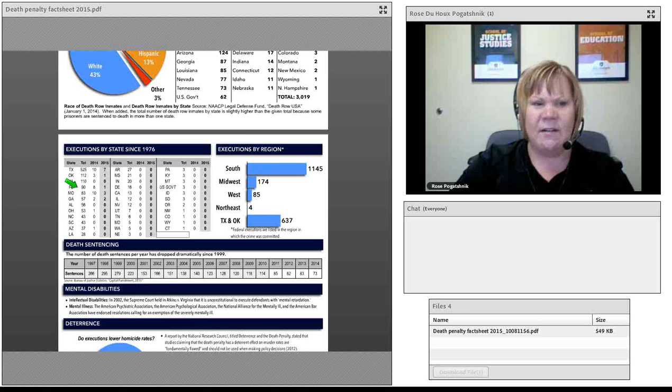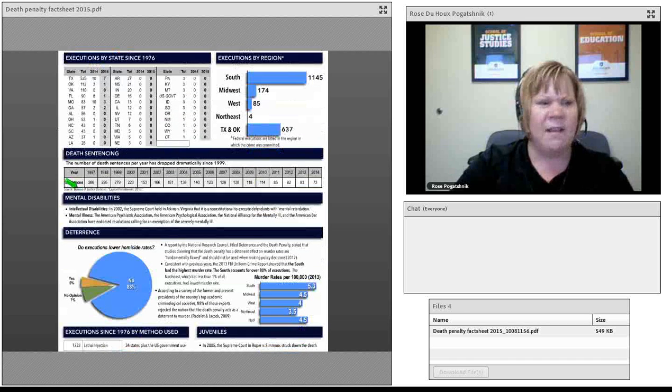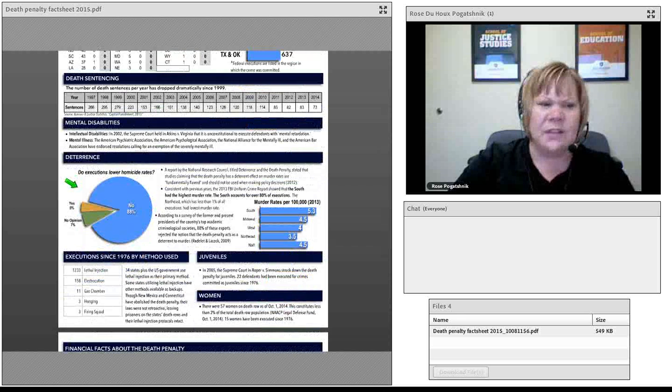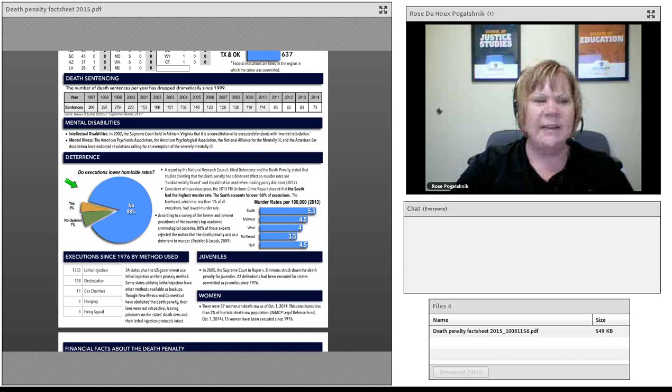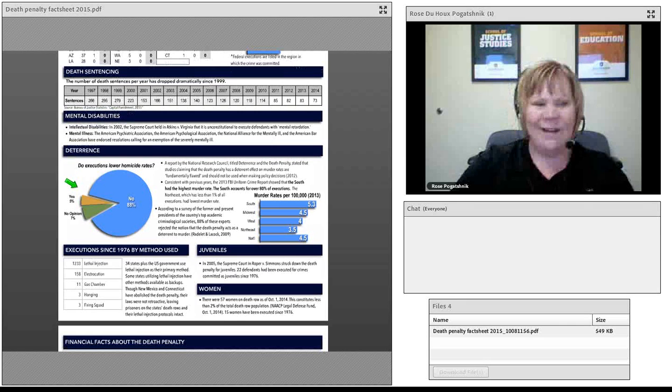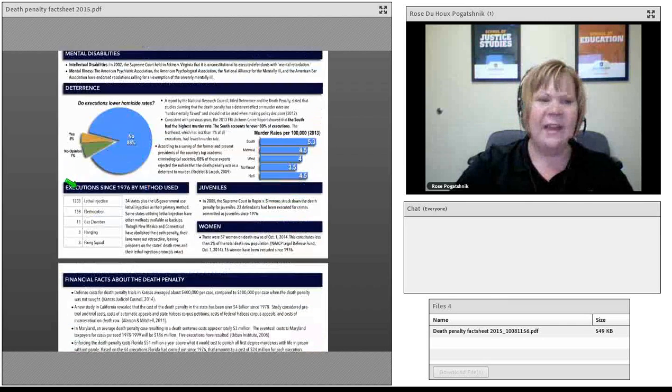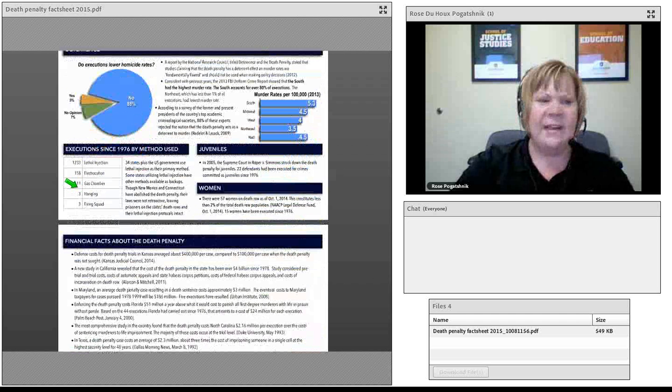This breaks it down a little bit more by state as well. Here, what's interesting is talking about whether or not folks believe that the death penalty is a deterrent. And it's resoundingly no, not considered to be a deterrent. We're talking about methods. Juveniles, since 2005, have no longer been eligible due to a Supreme Court case. We'll talk about that more in just a little bit. Financial facts, I'll talk about that more in just a little bit, but take a look at that.